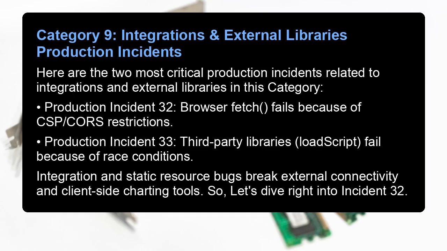Here are the 2 most critical production incidents related to integrations and external libraries in this category. Production Incident 32. Browser fetch function fails because of CSP or CORS restrictions. Production Incident 33. Third-party libraries loadScript fail because of race conditions. Integration and static resource bugs break external connectivity and client-side charting tools. So, let's dive right into Incident 32.